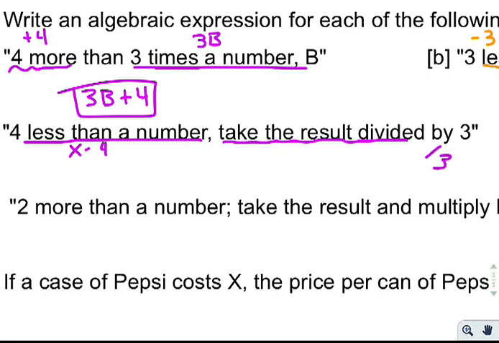So it says take this and then divide by 3. So I'll take that, x minus 4, put it in parentheses to make sure it looks like it's together, and take the result and divide it by 3. Boom, Bob's your uncle, there it is.